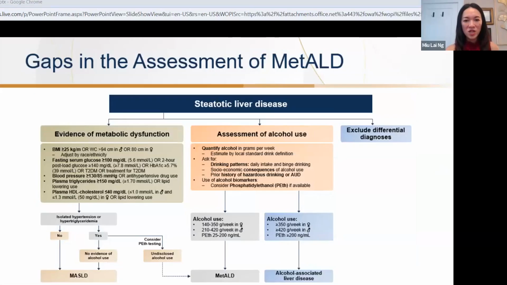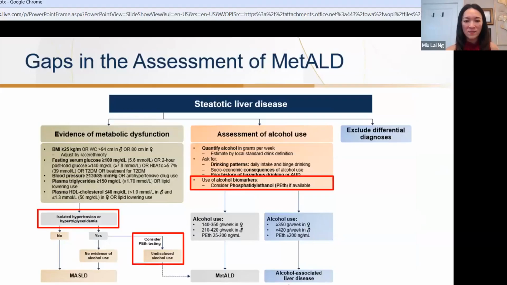So here we see the challenges. MASLD, which is the fatty liver disease, assumes the etiology is from fat. ALD assumes the etiology is from alcohol. So here's the gray area where MetALD exists, in the gray zone. This is why we incorporate alcohol biomarkers. It's important to avoid misclassification.